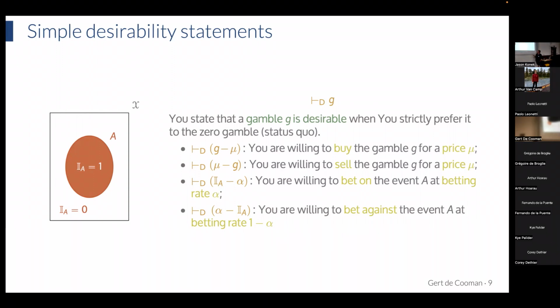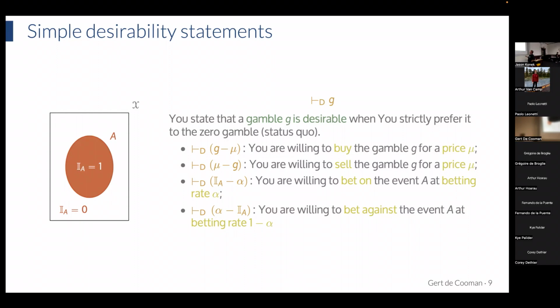A special case is where the gamble is an indicator. So what is an indicator? We'll be using this many times, so it's useful to explain what I mean by an indicator. An event is a subset of the set of the possible values. The indicator is the gamble that assumes the value 1 on A and 0 outside. So it's a special gamble, the indicator of the event A.